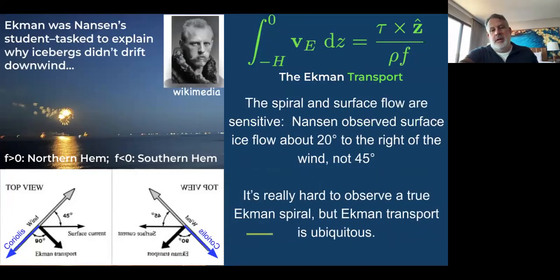So the Ekman transport is important, and the spiral and the surface flow are sensitive. This is what we said Nansen, this guy, was observing: icebergs flowing to about 20 degrees to the right of the wind. Ekman's simplified theory, even though it's a complex theory, still simplifies the fluid dynamics, and gives you 45 degrees to the right of the wind. There's some discrepancy between these. We don't really care too much about the discrepancies. If we just focus on the transport, we're going to be able to get some really robust answers that are going to be useful to think about how the ocean works on large scales.